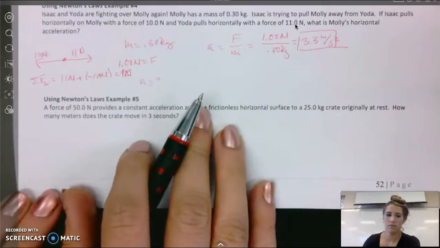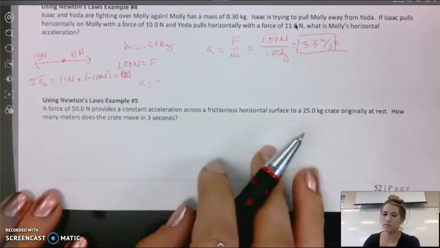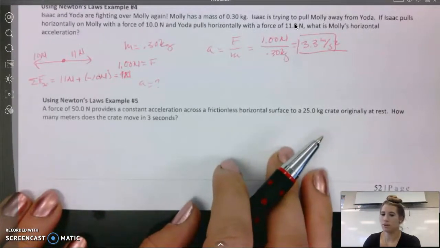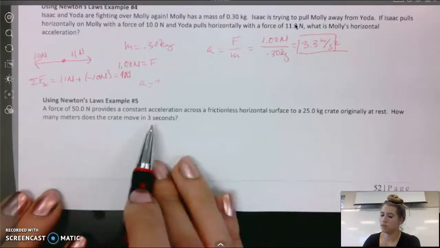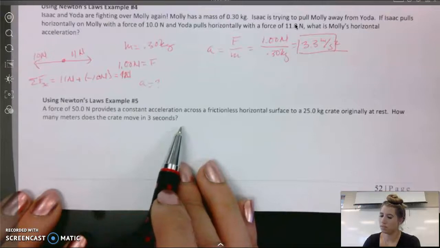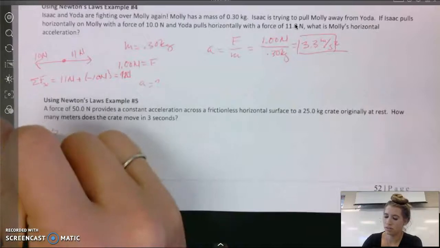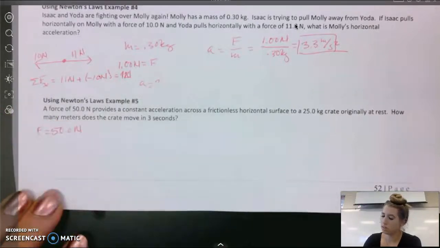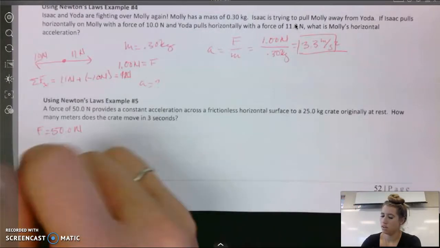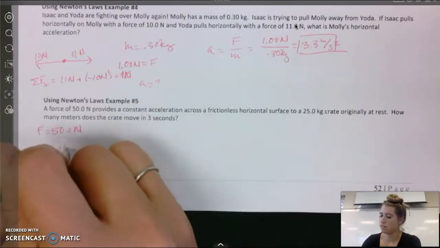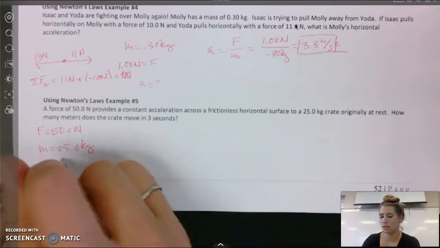A force of 50 newtons provides a constant acceleration across a frictionless horizontal surface to a 25 kilogram crate originally at rest. How many meters does the crate move in 3 seconds? Okay, so one more time, a force. So force is going to equal 50 newtons. Provides a constant acceleration across a frictionless horizontal surface to a mass that is 25 kilograms. Let's figure out what that acceleration is.